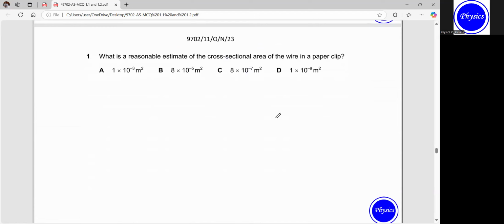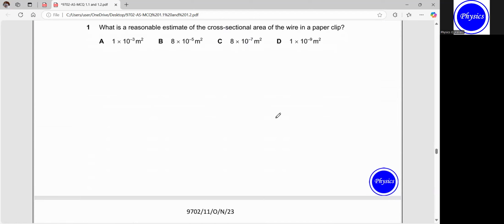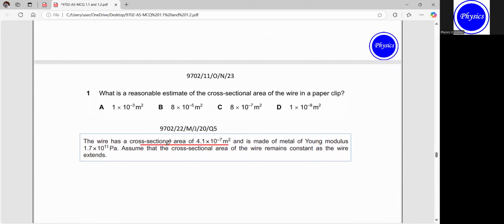What is a reasonable estimate? Again, estimation. So you remember I showed an example, like cross-sectional area of 4.1 times 10 to the power of minus 7 is the cross-sectional area of a wire. So here the cross-sectional area of a paper clip could be of the order of 8 times 10 to the power of minus 7. Okay, this is a high value. This is also not coinciding with the thin wire cross-sectional area. This is also not, this is very low, like a strand of hair or something else can be in the order of 10 to the power of minus 9. So here the correct option is C.